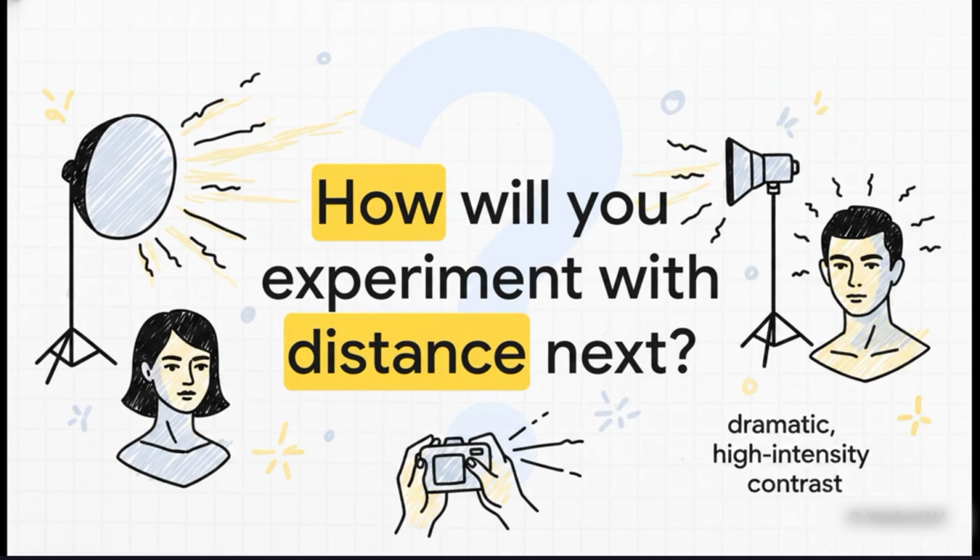I want to leave you with a bit of a challenge. You now have the knowledge of exactly how powerful this single rule is. You know for a fact that you don't need fancy new gear, you literally just need to move your light stand. So, how will you experiment with distance on your very next portrait shoot? Are you going to push the light far away for a soft, scattered look, or will you pull it in super tight for dramatic, high-intensity contrast? Get out there, play with that distance, and watch your portraits absolutely come alive.